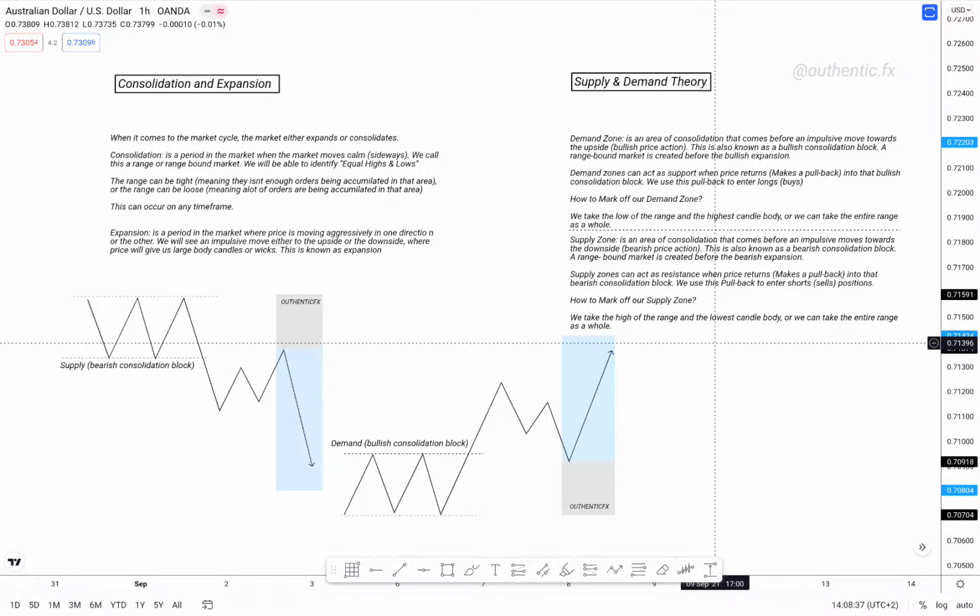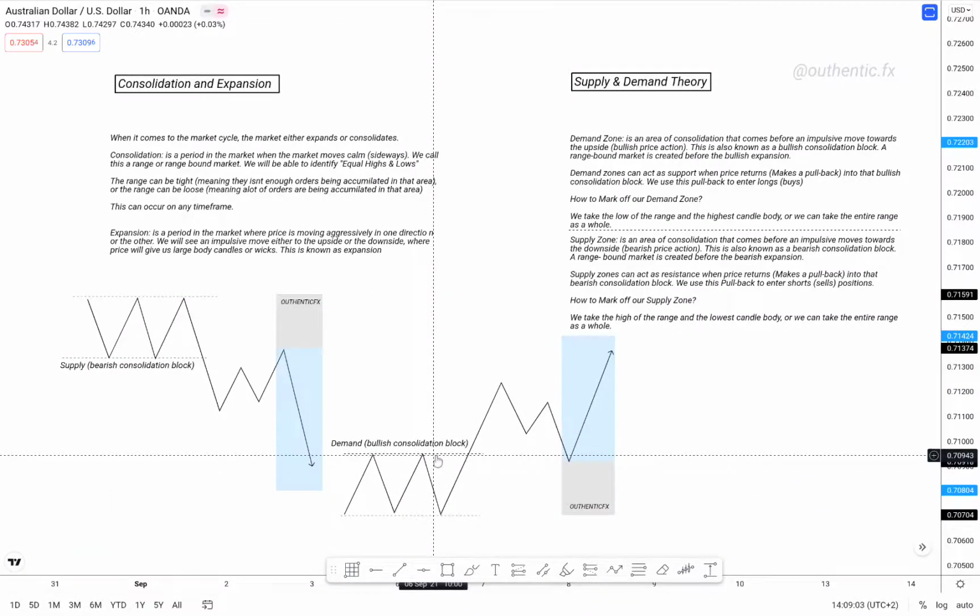So how do we use consolidation expansion to our benefit, right? This now changes into demand zones and supply zones. So let's get into it, guys. Demand zone is an area of consolidation, right? You see consolidation that comes before an impulsive move towards the upside, right? This is bullish price action that is formed after this demand is complete, right? This is known as a bullish consolidation block. A range bound market is created before the bullish expansion.